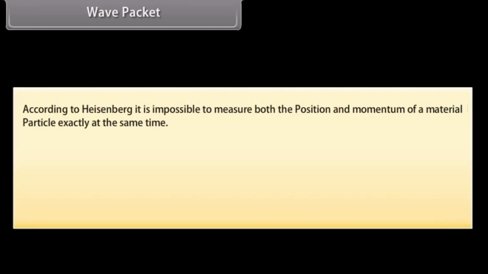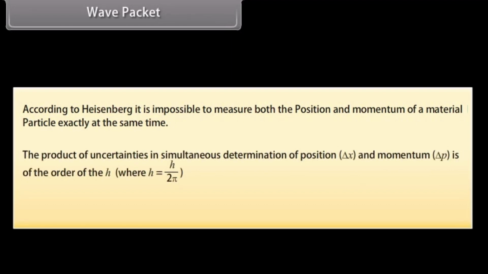Wave packet. According to Heisenberg, it is impossible to measure both the position and momentum of a material particle exactly at the same time. The product of uncertainties in simultaneous determination of position delta x and momentum delta p is of the order of h cap, where h cap is equal to h by 2 pi.